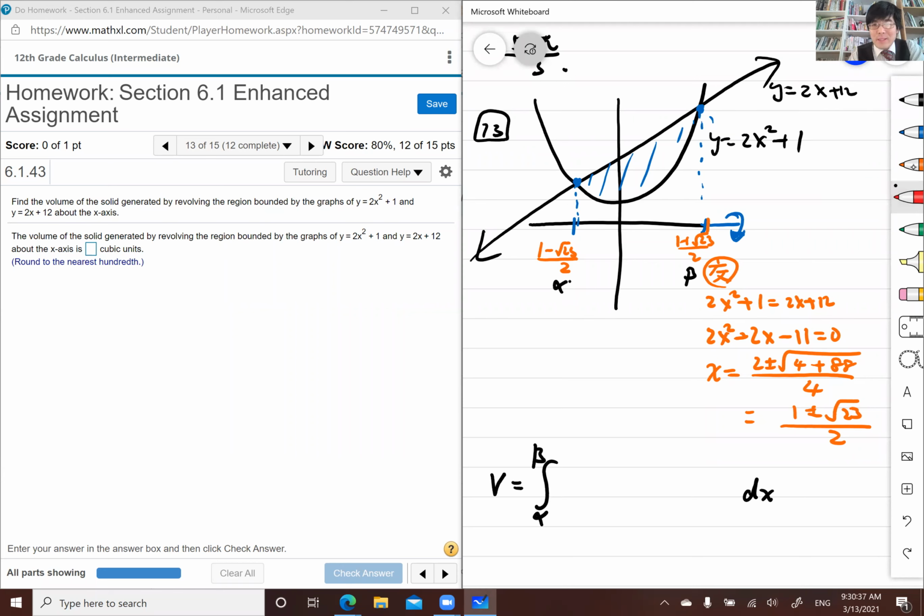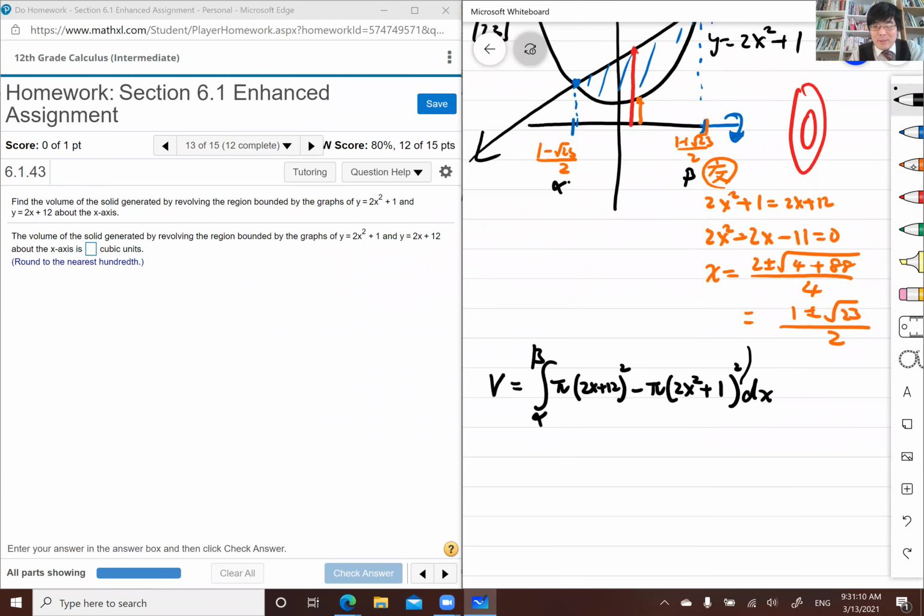The cross-sectional area is, again, going to be a ring. The outer radius is this, and the inner radius is this. So it's going to be pi times the upper radius, which is just the y coordinate on the line, and the lower part is pi times the radius, which is the y coordinate on the parabola, so 2x squared plus 1, squared.